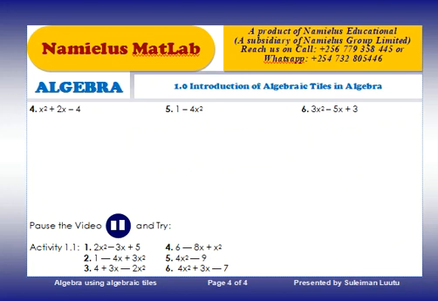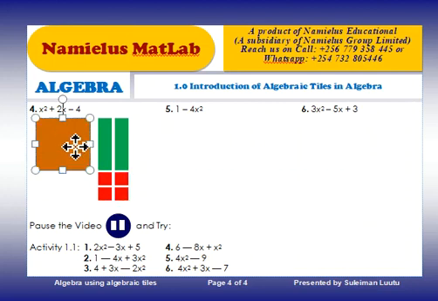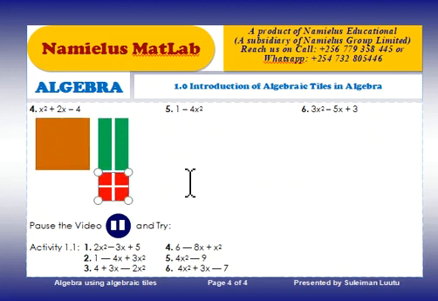Question number 4. We have x squared plus 2x minus 4. So the x squared is here. Then plus 2, these are the 2 positive. And then minus 4, these are the 4 which are minus. So the expression is x squared plus 2x minus 4.